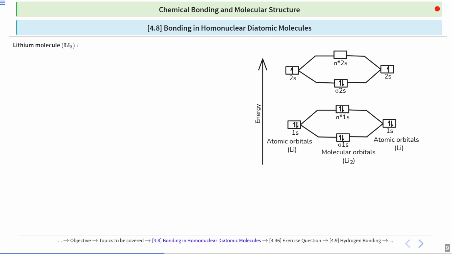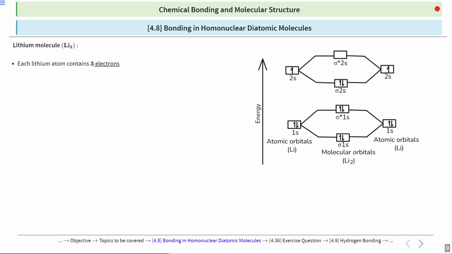Try to draw the molecular orbital diagram as I have drawn it, and fill in the electrons along with me. This will help you a lot and create a practice hand for drawing molecular orbital diagrams. So it's very, very important to do this session along with me.